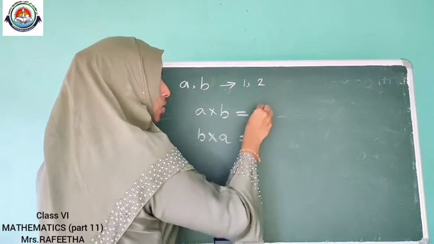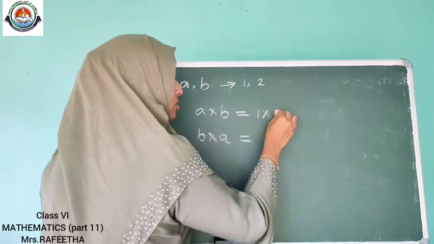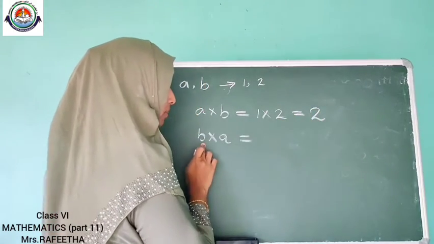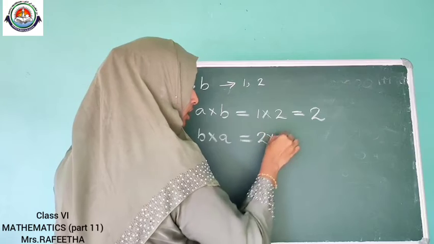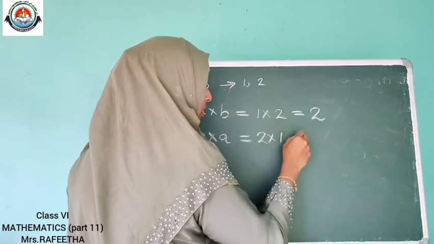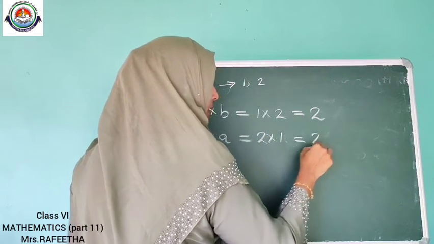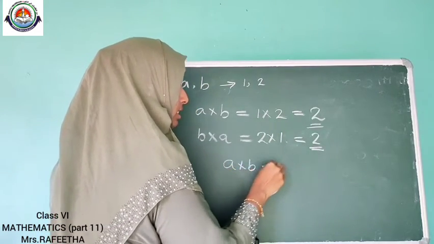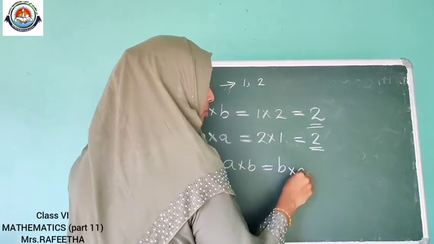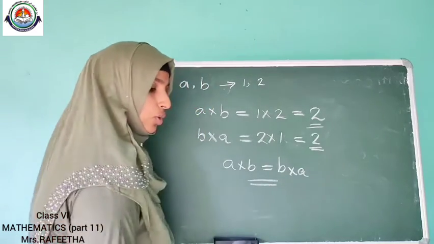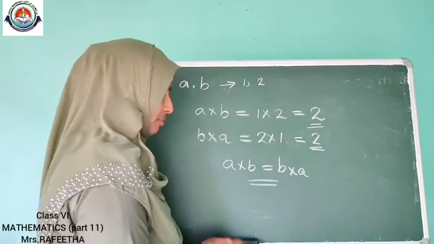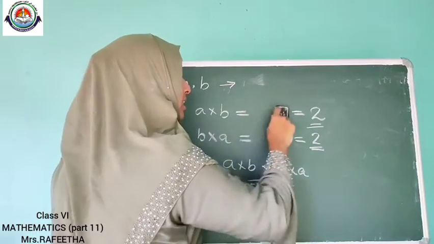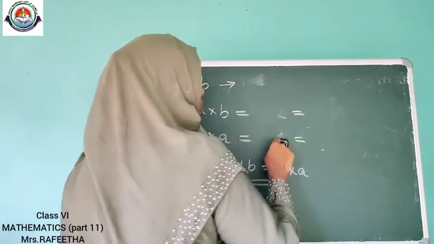What is A here? 1. B means 2. What is 1 into 2? 2. Here B into A means 2 into 1. What is 2 into 1? 2. So from here we can say that A into B is equal to B into A. Maybe you think that ma'am is taking only 1 and 2. No problem. We can check with another number also.